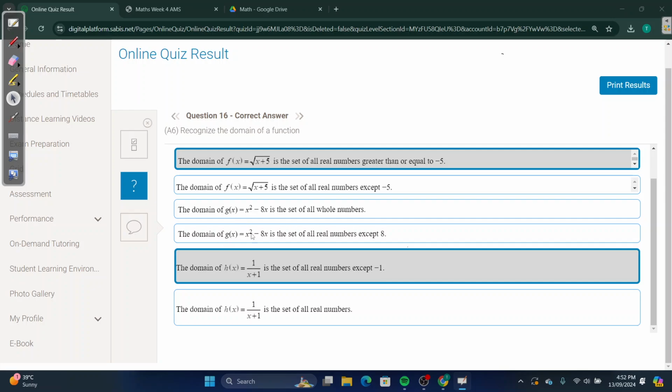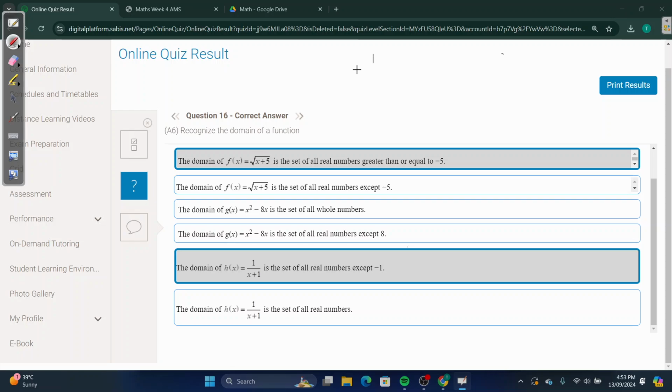The domain of g of x equals x squared minus 8x is the set of all real numbers except 8. Why? You don't have any condition that you need to set an undefined value for. This is defined for every single case. Like if you put in 8, 8 squared, 64, minus 64 is 0. That's still defined. There isn't any condition to make it undefined.